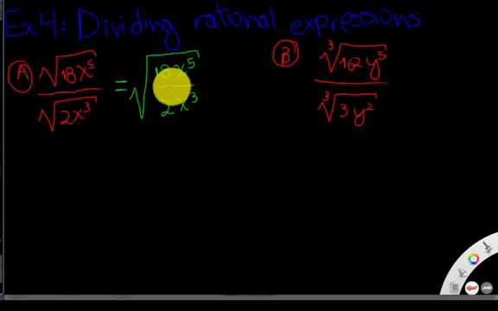Now keep in mind, last week we talked about what we did when we had something like this. There's a numerical part and there's an algebraic part. What do we do with the numbers? It's what we always do. What's 18 divided by 2? And the answer is 9.